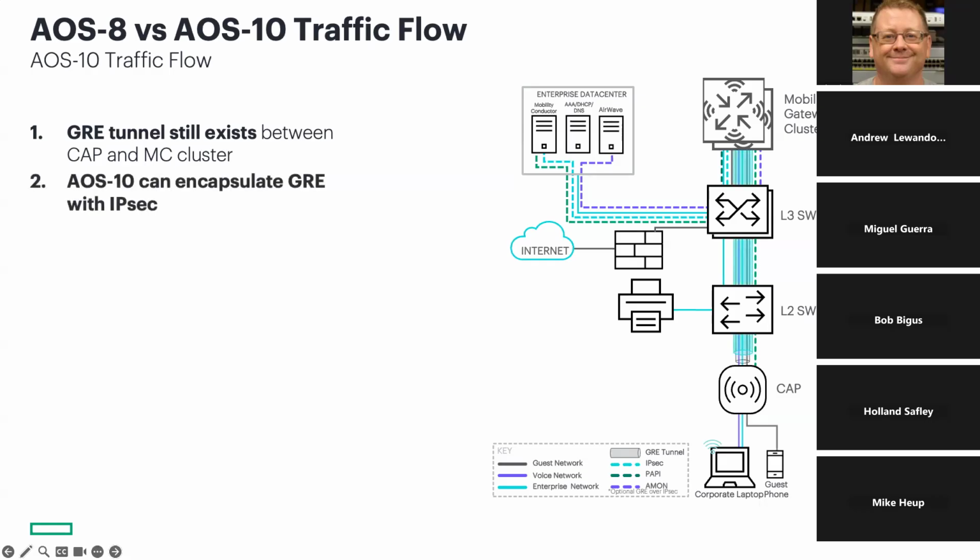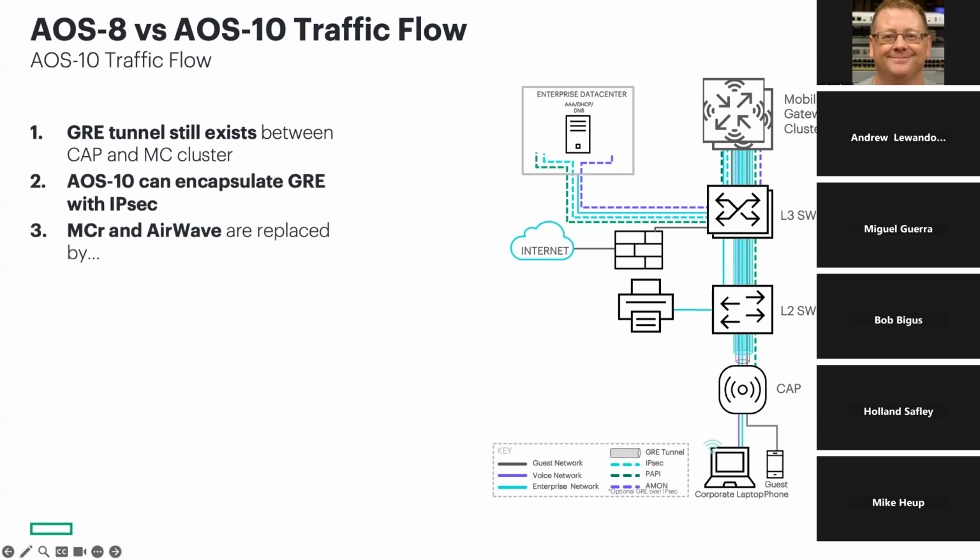But in AOS10, you can now configure to also encapsulate GRE with IPsec. And although AOS8 uses only GRE tunnels by default, AOS10 now offers IPsec over GRE so that you can encrypt both control and data traffic end to end if your deployment or security policies require it.